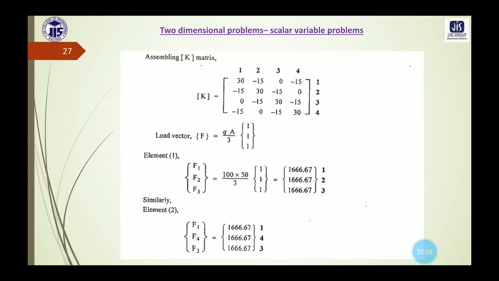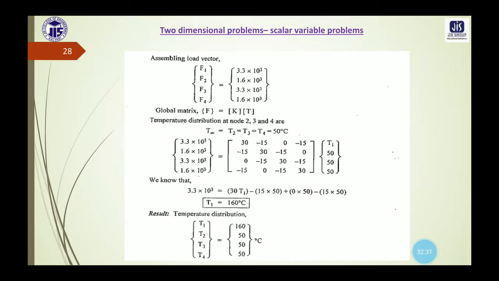So in case of element 1 and element 2 we need to find the load vector. In case of element 1 you can write f1, f2, f3, this column matrix, this is QA by 3, so the values of Q and A are given, that means Q is given in the numerical and the value of the area for this triangle we have calculated. So we can find the value of this load vector for element 1, and in a similar manner we can find the load vector for element 2. If we assemble this load vector, then we will get a 4x1 column matrix here.